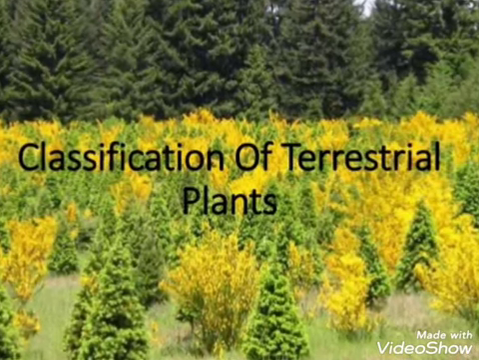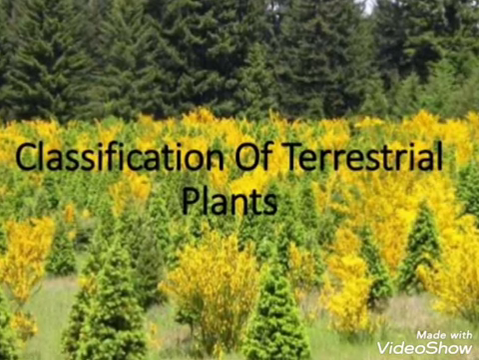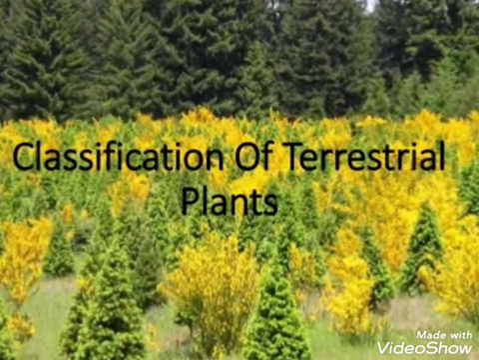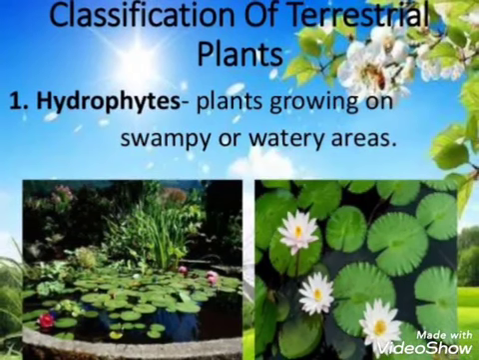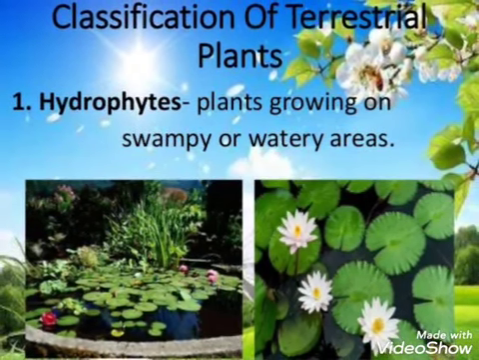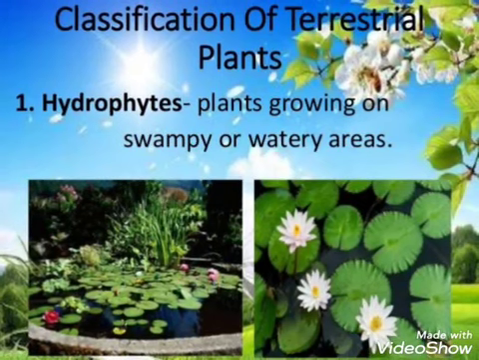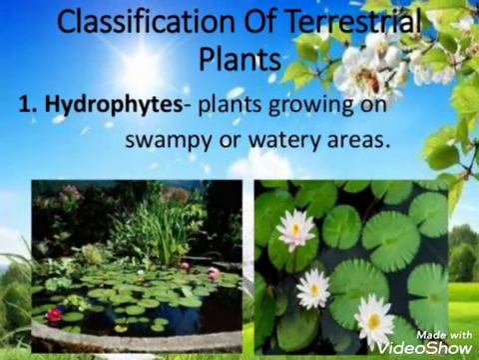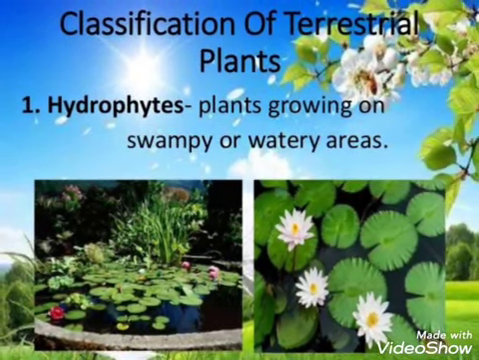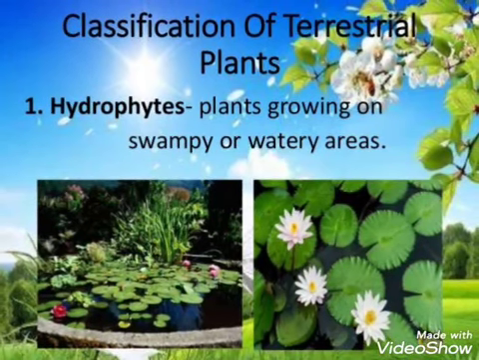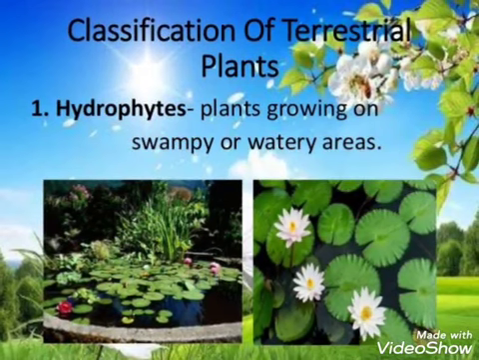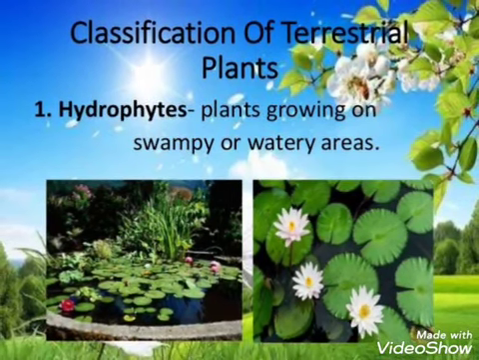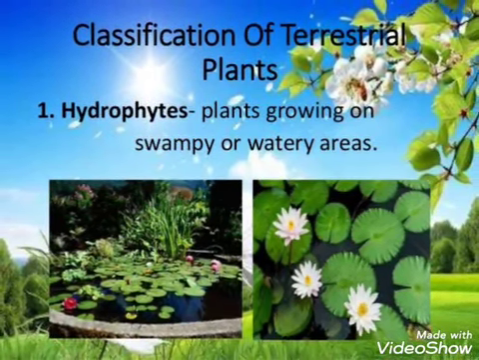So we have divided those different plants into different categories. We have classified them and we are going to discuss that now. Firstly, the hydrophytes. The plants that grow in swampy or watery areas are known as hydrophytes. Hydro means water, and the plants that grow in watery areas are known as hydrophytes.